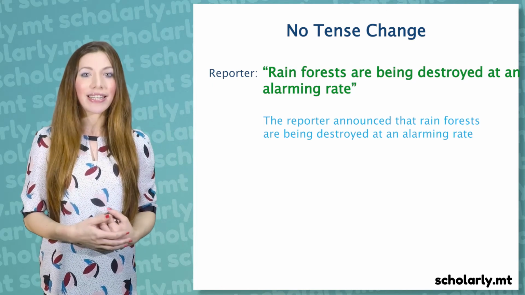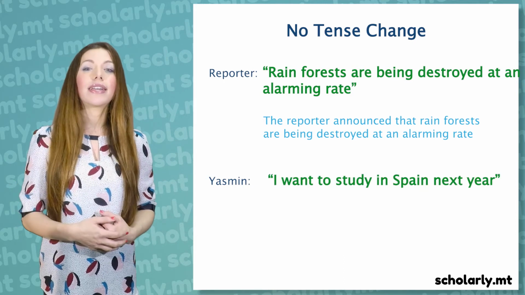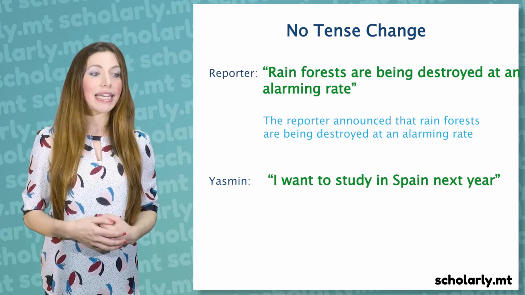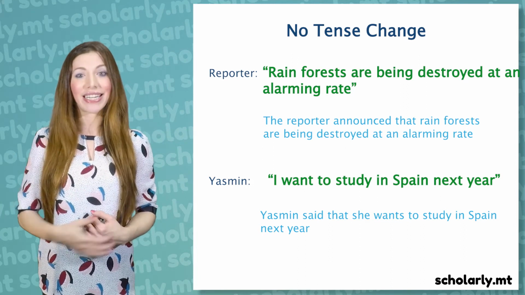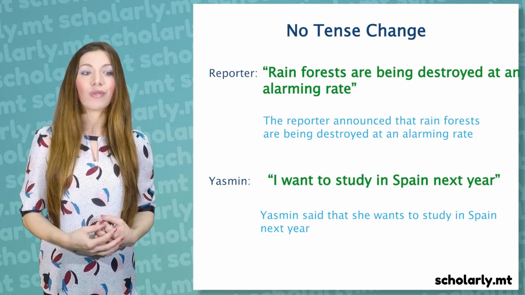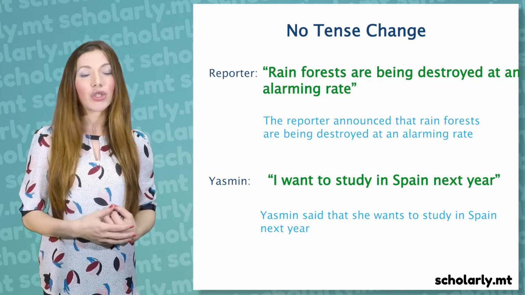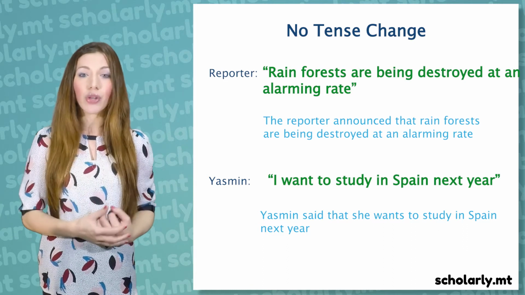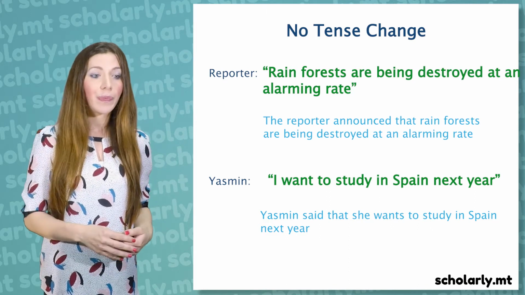Let's have a look at another example. Yasmin said, "I want to study in Spain next year." We can report this by saying, Yasmin said that she wants to study in Spain next year. She still wants to go to Spain next year, so this is still true. So in these two examples, we could use the past form, but we don't need to change. Why? Because the situation is still true now.